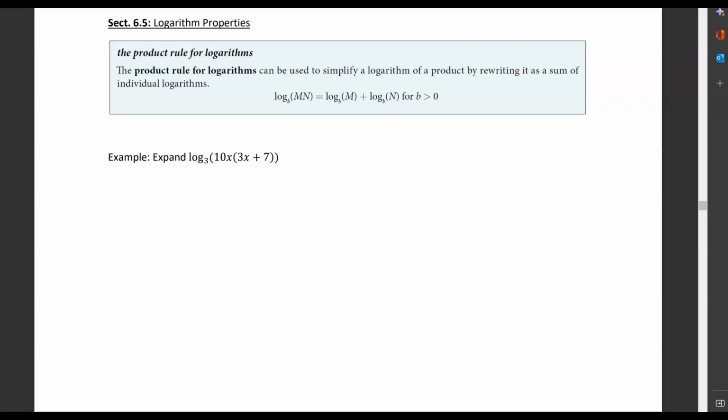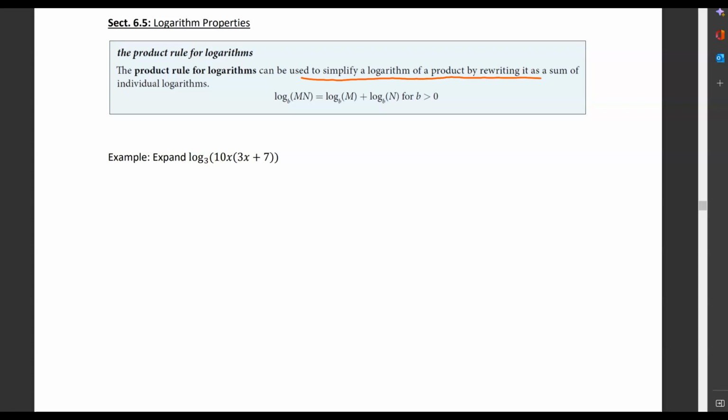All right, we have arrived to section 6.5, logarithm properties. The product rule for logarithms. The product rule of logarithms can be used to simplify logarithms of products by rewriting them as the sum of individual logarithms. So when we first introduced logarithms, I kind of mentioned this. It is derived from the exponential properties.